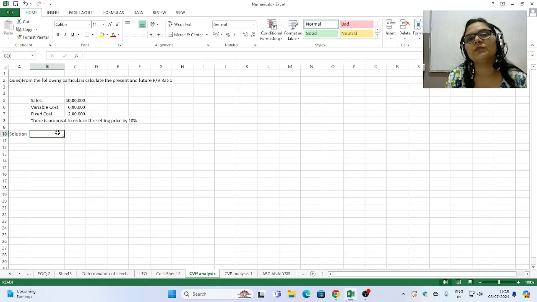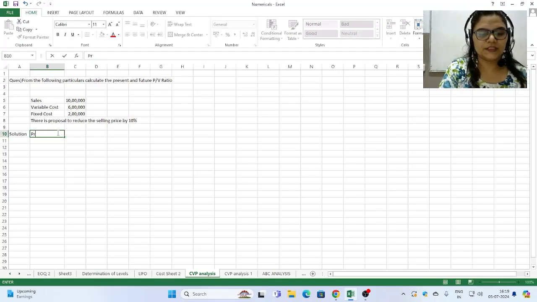As you can see from the question itself, it is quite clear that if selling price is reduced by 10%, what will be the PV ratio? And what will be the PV ratio when selling price is not reduced by 10%? So let's start.